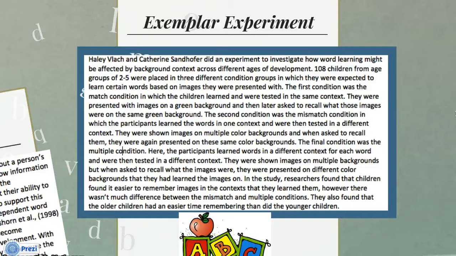In the study, researchers found that children found it easier to remember images in the same context that they had learned them. However, there wasn't much of a difference between the mismatch and the multiple conditions. They also found that older children had an easier time remembering than the younger children.